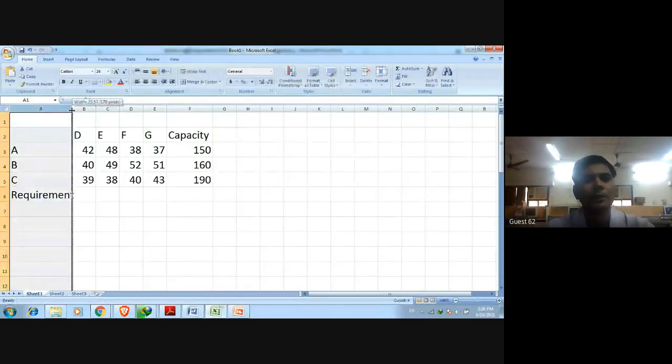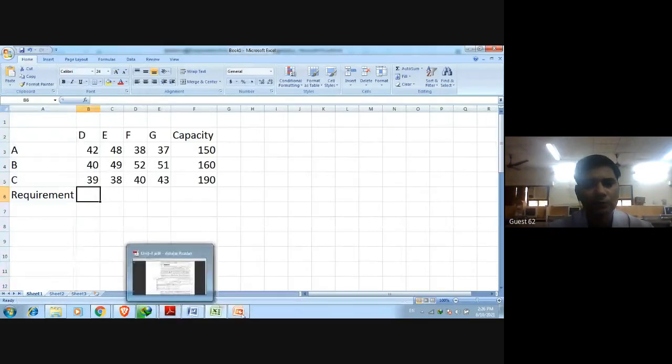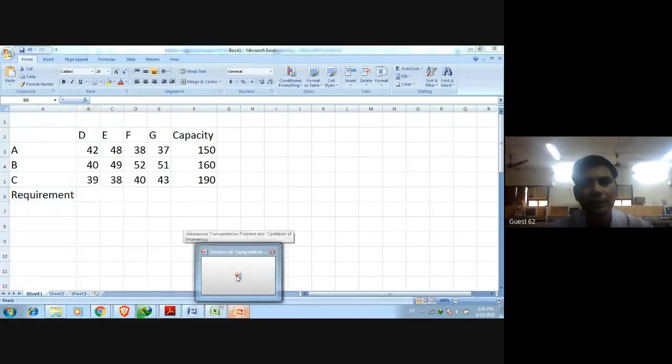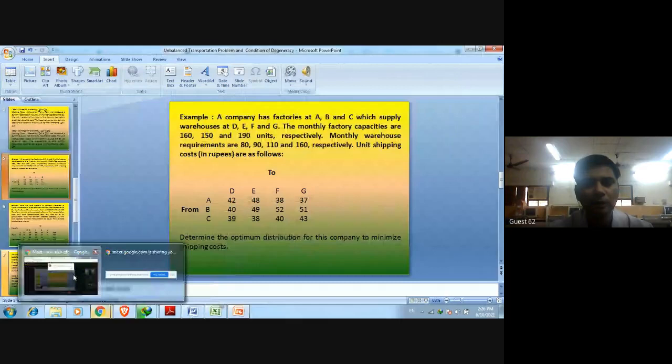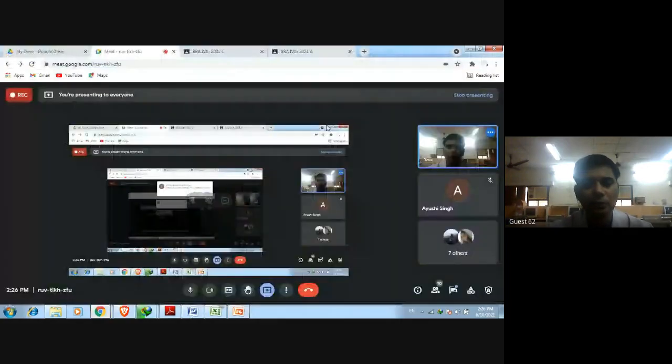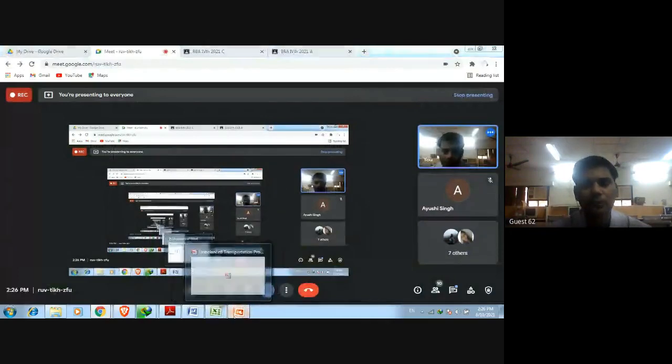I have written down the requirement here. So what is the requirement of warehouse D? 80, 90, 110 and 160. Okay. So these are the demands for different warehouses. So I will write down these demands: 80, 90, 110, 160.